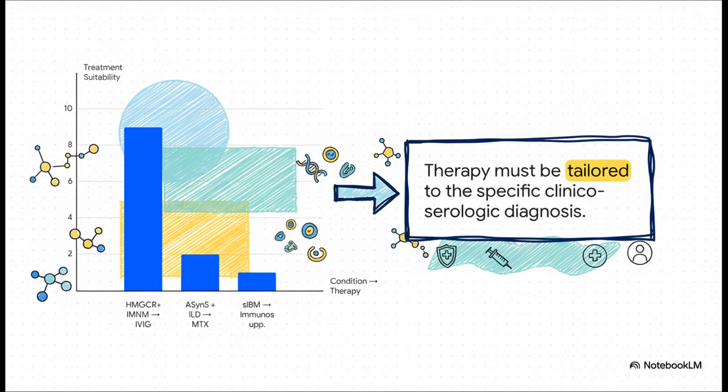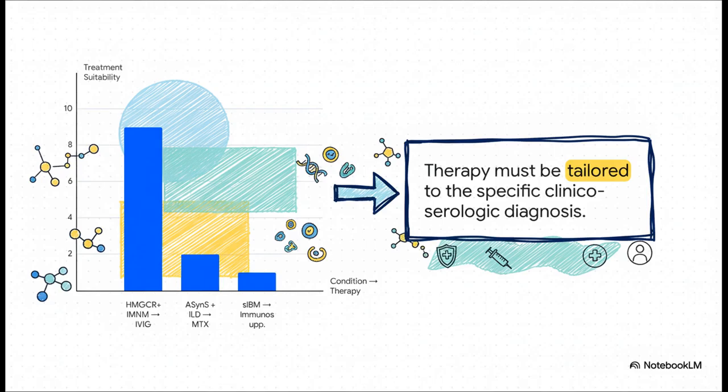And this just spells it out so clearly. A specific diagnosis directly informs your treatment choice. If you have a patient with anti-HMGCR positive IMNM, you know IVIG can be highly effective. For antisynthetase syndrome with ILD, you know to avoid methotrexate because of the pulmonary risk. And for sporadic IBM, you know that conventional immunosuppressants are pretty much useless, which spares the patient all those unnecessary side effects.